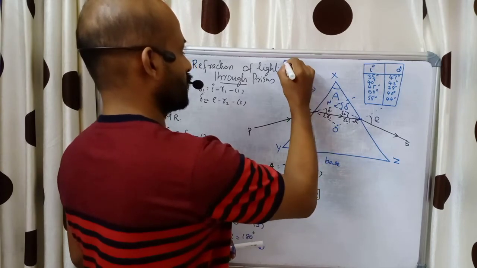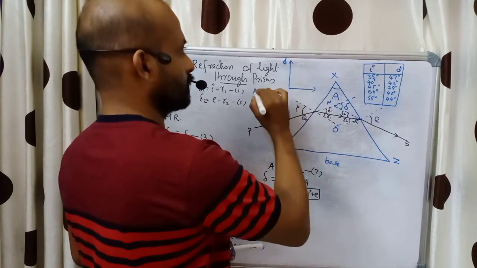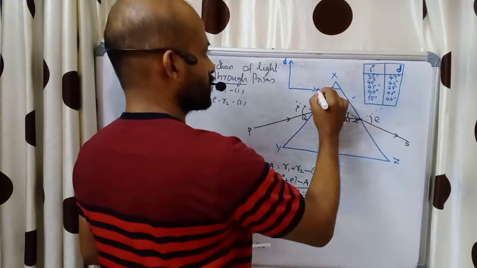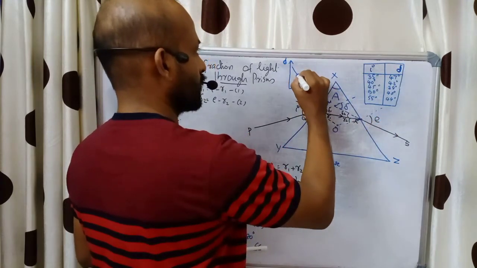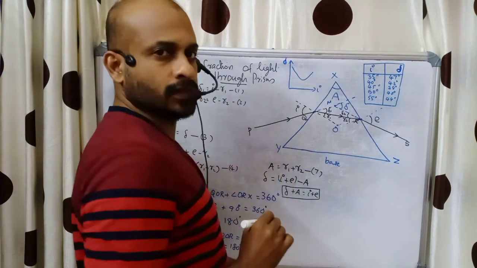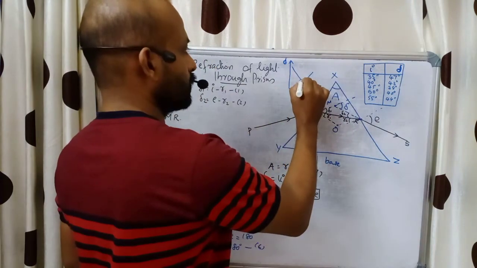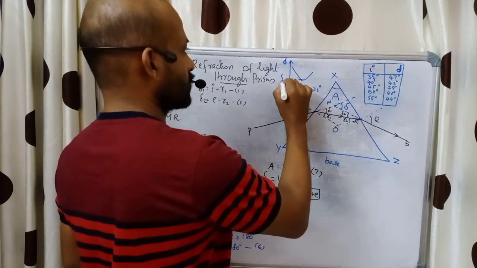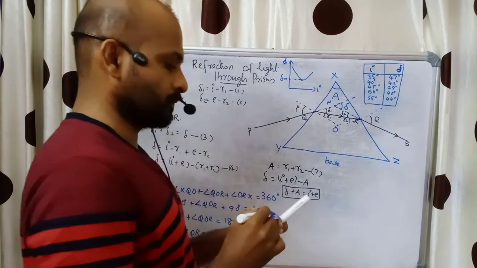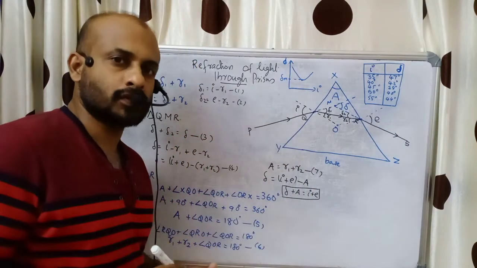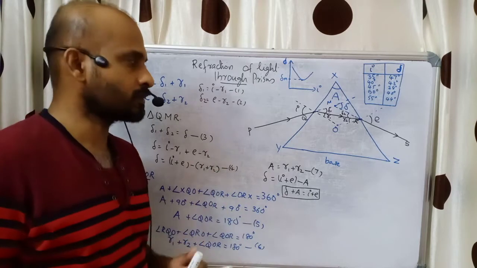Here, delta is the angle of deviation, and this is the angle of incidence. You will get a graph like this. A curve will be obtained. The curve has a minimum value for deviation. This deviation angle is called delta m. What is delta m? Delta m is called the angle of minimum deviation.